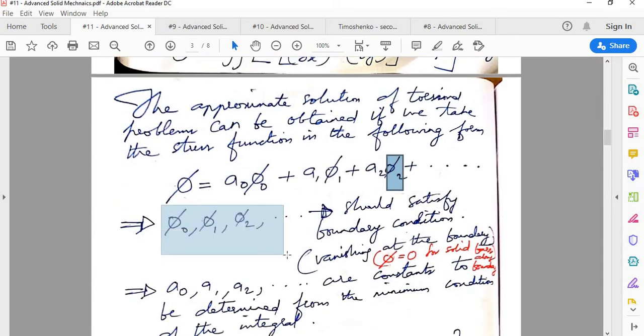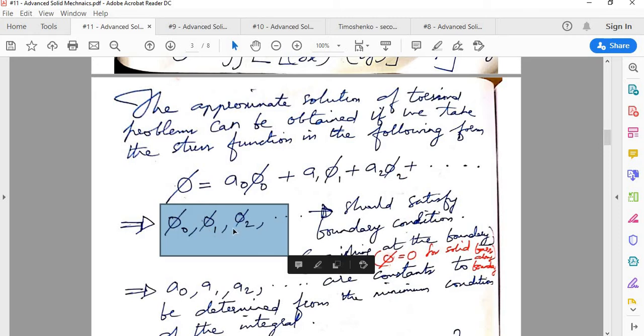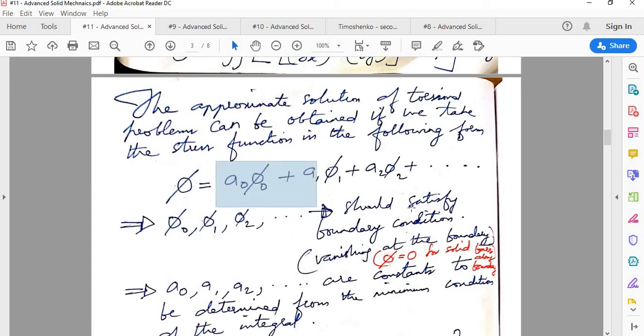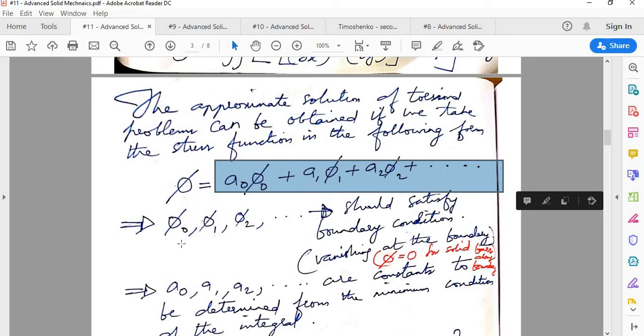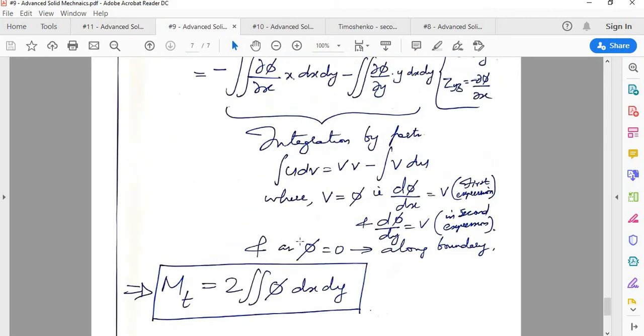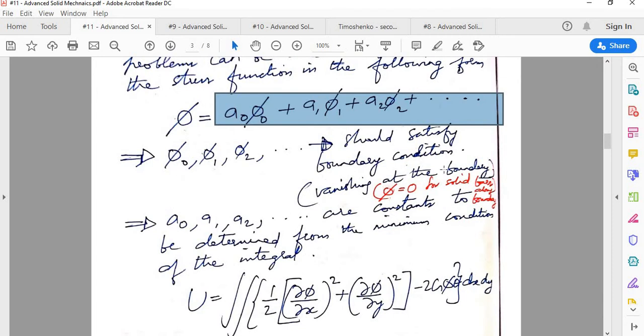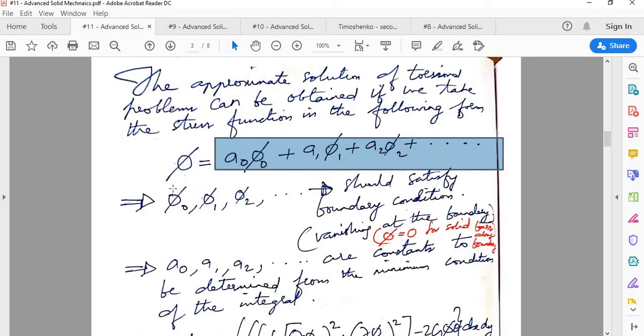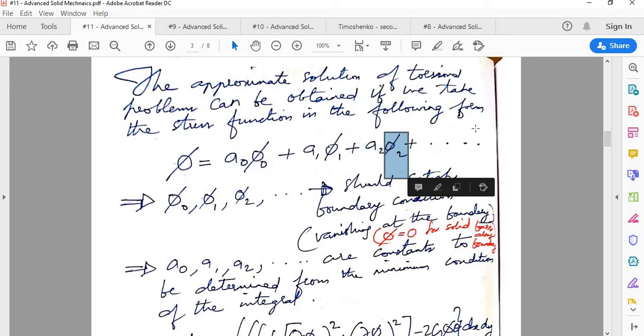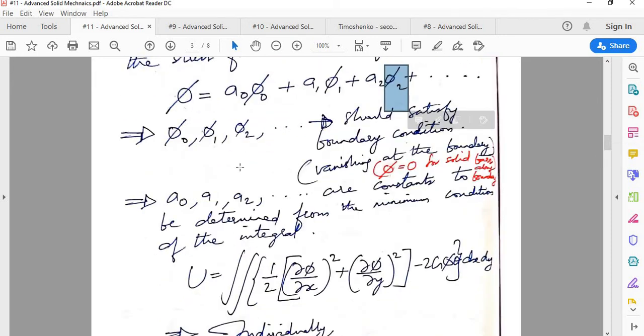So phi 0, phi 1, phi 2 are stress functions which should satisfy the boundary condition. Obviously phi should satisfy the boundary condition. So phi 0, phi 1, phi 2 etc. should also satisfy the boundary condition. And if it is a solid bar, as we had already mentioned, it should be 0 along the boundary. So that is the boundary condition that it has to satisfy. So all these individual stress functions, or individual terms in this, should satisfy the boundary condition.